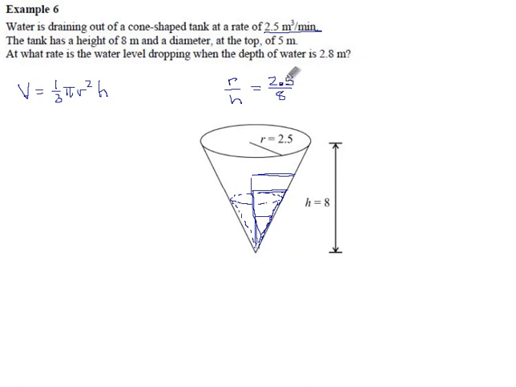That's by the argument that all these triangles are similar, or that the angle at the point is the same no matter what size the triangle is. Therefore, this ratio is always the same. And if we solve that, we get the radius is, what's 2.5 divided by 8? 0.3125 times h.